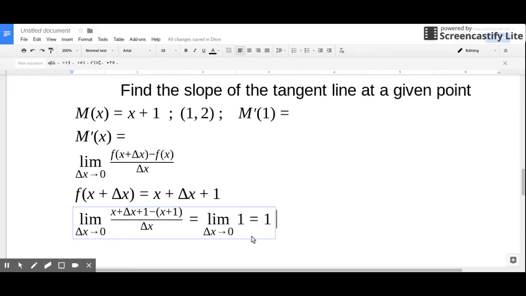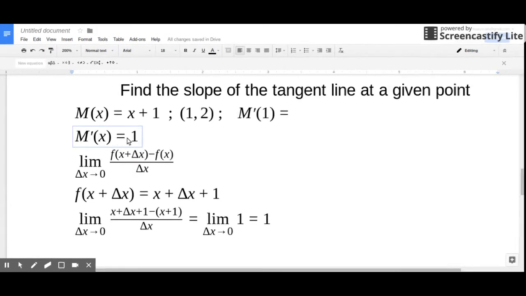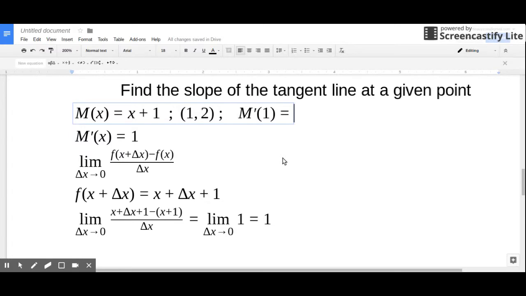So as you can see here, the limit as delta x approaches 0 of 1 is just 1. The limit of a constant is just the constant. So we can come up over here and say then that m prime of x is equal to 1. So no matter what you plug in here for x, it's still going to be equal to 1. Doesn't matter. For all numbers x, this is going to always be equal to 1. So as you can see here, m prime of 1 is just 1. M prime of 1 is 1.